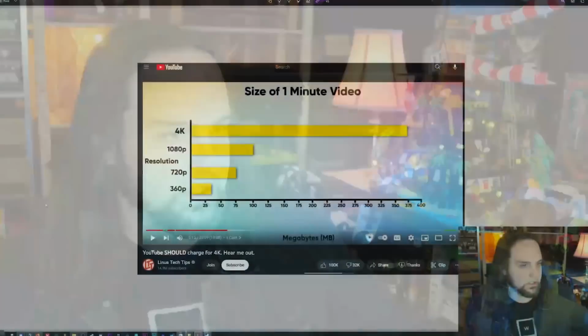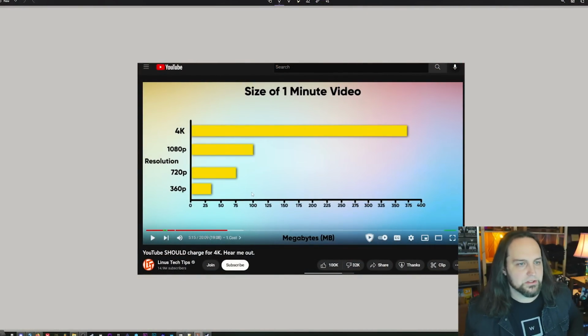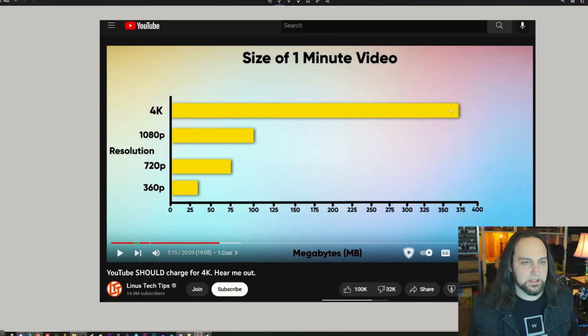And Linus is saying maybe you should be paying for that 4K since it's taking up so much bandwidth and so much hard drive space. Here's the size of videos. This is from their video there. They're showing the size of 1 minute of footage right there. Look at that. 4K is taking up so much. And where's that other one?